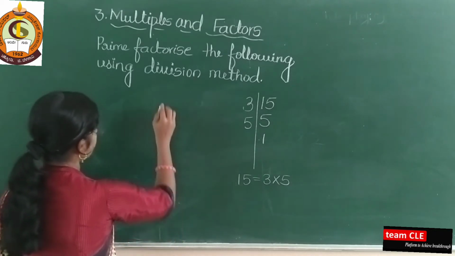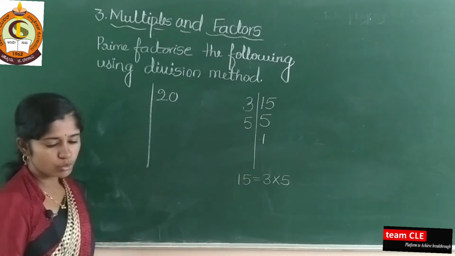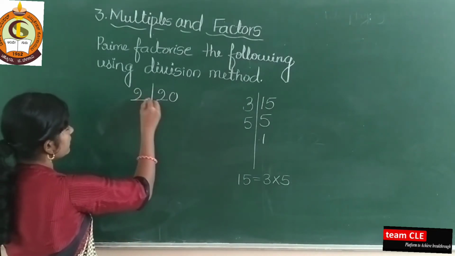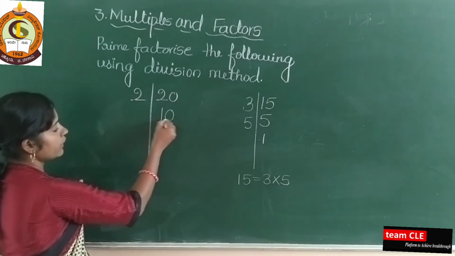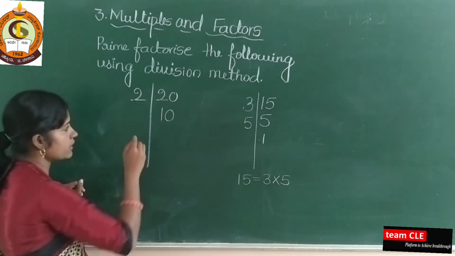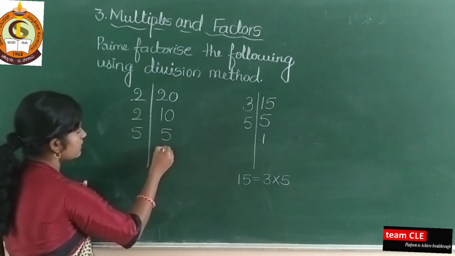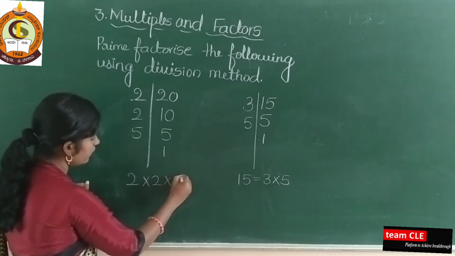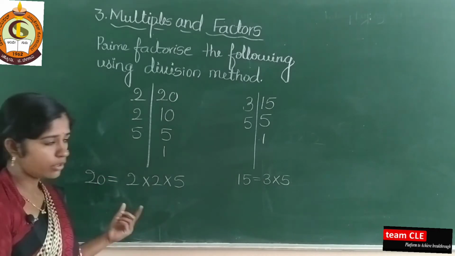I will take here directly 20. Yes, in 2 ones table, 20 is there. How much are? Tell me. 2 tens are 20. Again you take 10. 10 is there in 2 ones table. So write here 2 fives are 10. 5 ones are 5. So take here 2 into 2 into 5. So 20 is equal to 2 into 2 into 5.